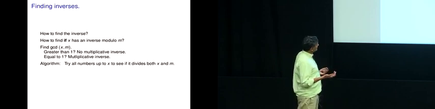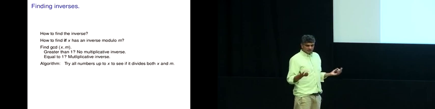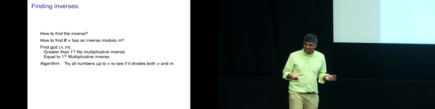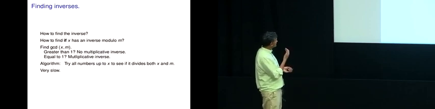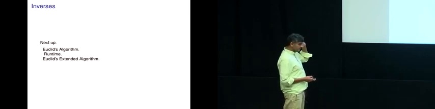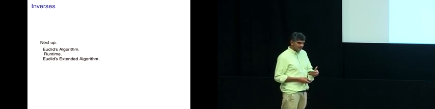What if x and M are huge numbers, 100-digit numbers? Who would want to do that? Right, that's the problem. It's very slow. So we're going to talk about Euclid's algorithm, which is really fast compared to trying all the numbers.